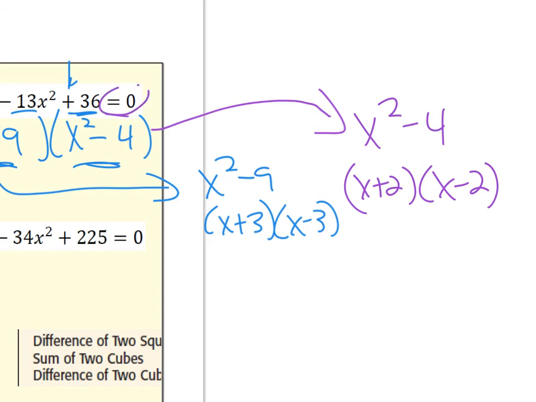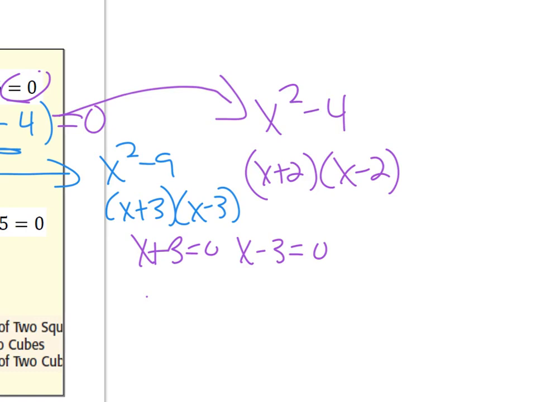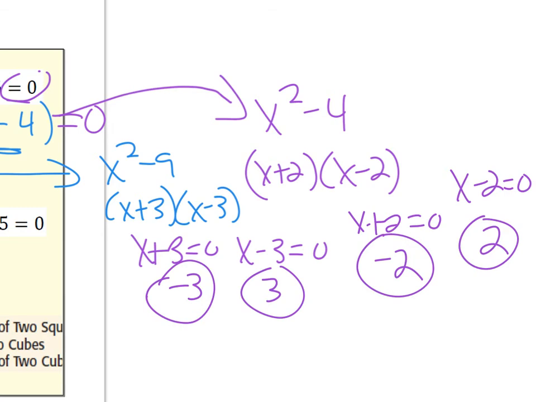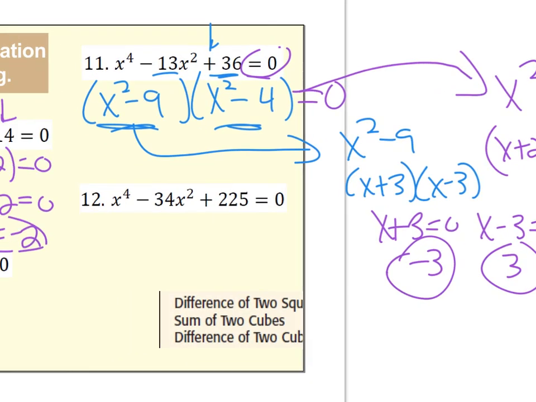Now realize they're all still equal to 0. So that means x plus 3 is equal to 0, x minus 3 equal to 0, x plus 2 equal to 0, x minus 2 equals 0. So my answer: negative 3, 3, negative 2, 2. There's all my answers. 4 solutions, which is kind of what I want. So now, that is a good problem, but that's also a problem that shows how deep this thing can get.